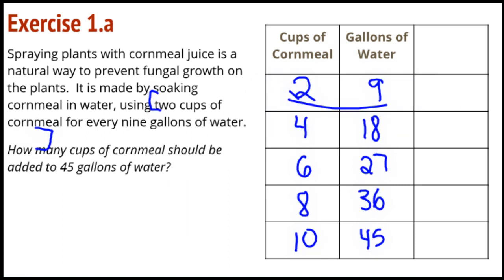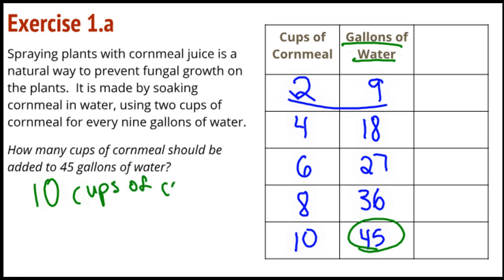All right, let's answer some questions. So how many cups of cornmeal should be added to 45 gallons of water? Well, let me come over to my table here. I've got gallons of water, and I'm looking for 45 of them, which tells me that I should have 10 cups of cornmeal added to 45 gallons of water. And, probably ought to write that. 10 cups of cornmeal should be added to 45 gallons of water.